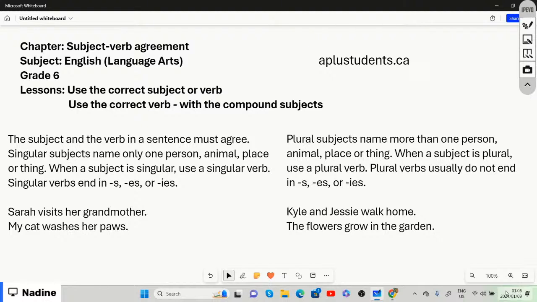All right, so the subject as well as the verb within a sentence must agree. We have singular subjects as well as plural subjects. A singular subject names only one person, animal, place, or thing. And when a subject is singular, we use a singular verb, meaning that our verb also needs to be singular.